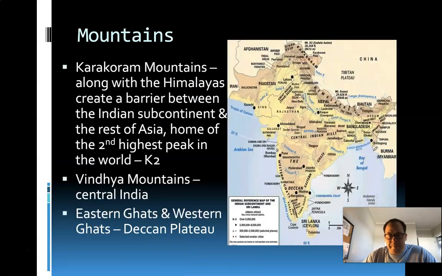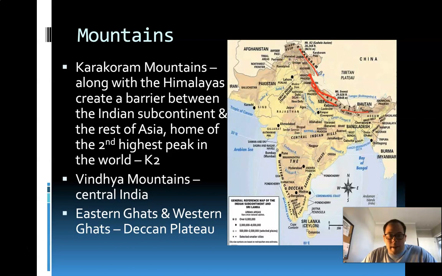Then there's also the Karakoram Mountains. Along with the Himalayas, they create a barrier between the Indian subcontinent and the rest of Asia. So we're thinking, here's the Himalaya through this area. And the rest go as well. So here's the Karakoram. This is also the home to the second highest peak in the world, or K2.